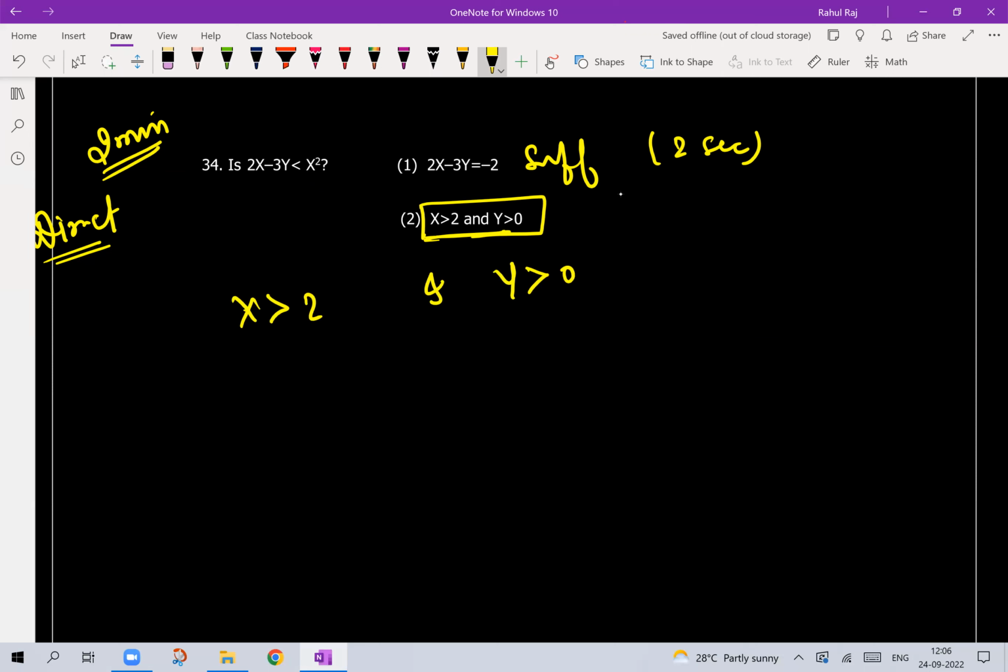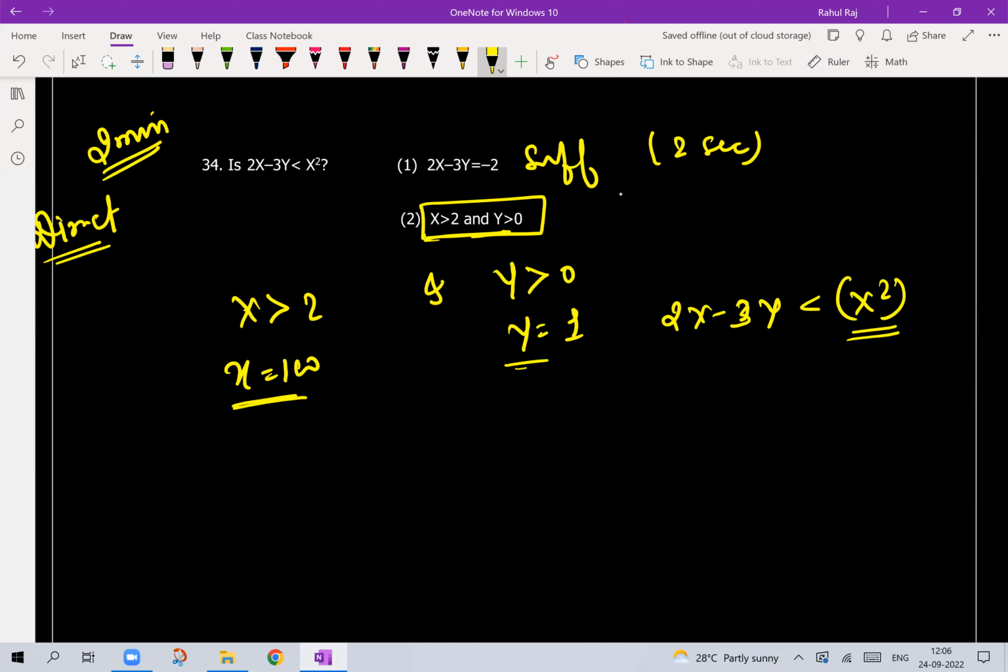If x is greater than 2, take any number of x greater than 2. Imagine x is equal to 100, and I take y is equal to 1. So if I take x is equal to 100, y is equal to 1, can I for the fact say 2x minus 3y will surely be less than x square? Because 100 square is a huge number. It goes to 10,000. Simple logic. Any doubt?